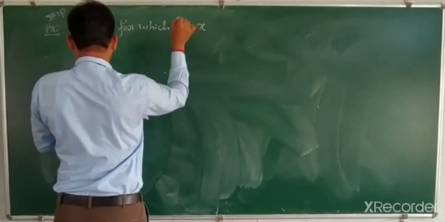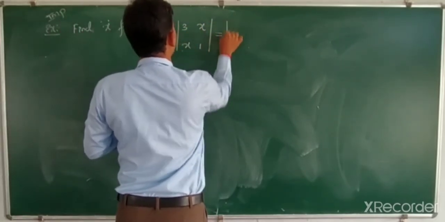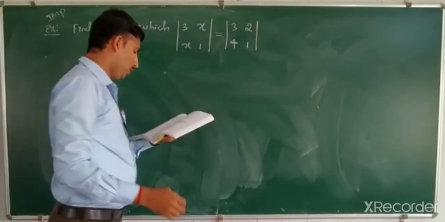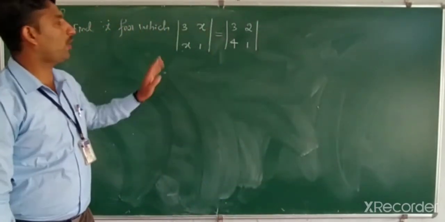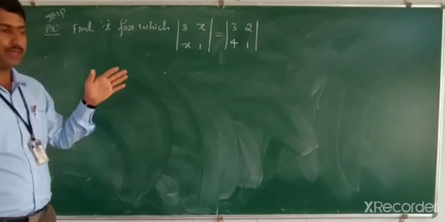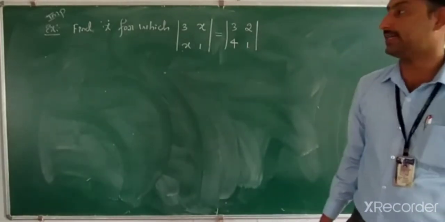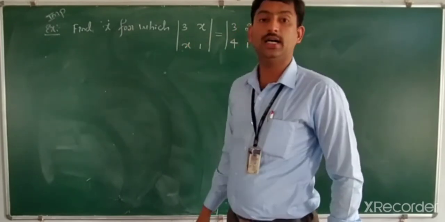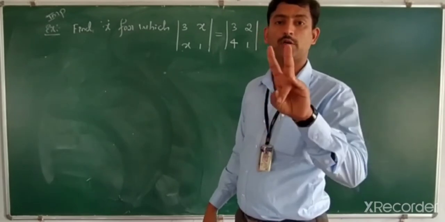Determinant |3 x; x 1| equals |3 2; 4 1|. Just to observe, this is the problem where our job is to find a value of x. But this type of problem is very, very important for the category of 1 mark in the main exam. What we have to find out? X. We have to use the definition of the determinant of a matrix of order 2 cross 2.